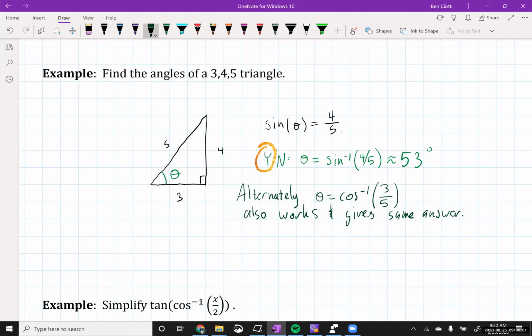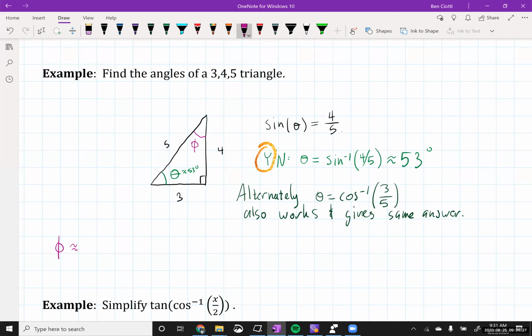So, okay, theta is about 53 degrees. Let's get the other angle. How about I call it phi? Can someone tell me what is phi? Or maybe approximately what is phi? It's not that hard now that we know what theta is, approximately. 37 degrees. 37, good, yeah.